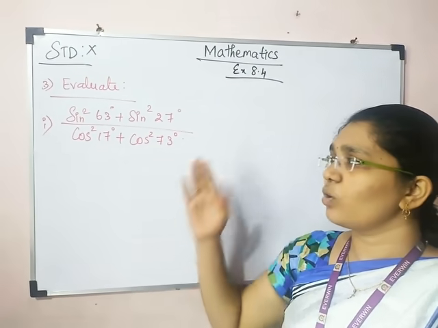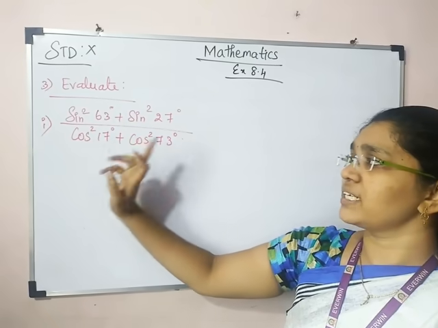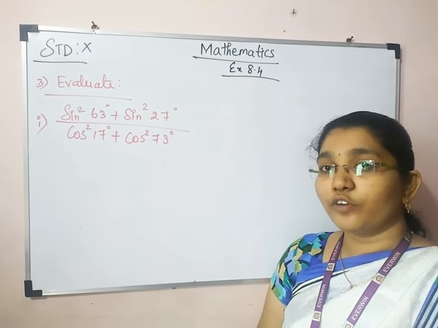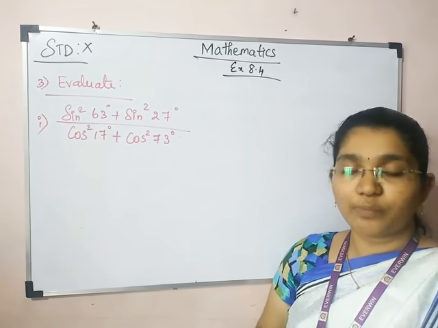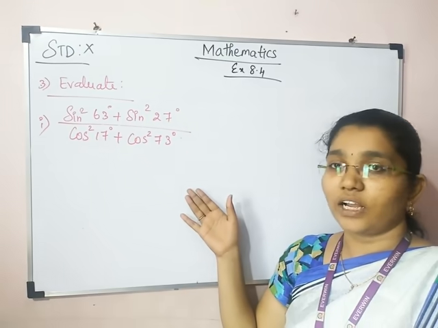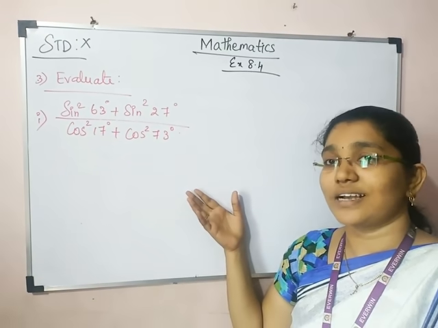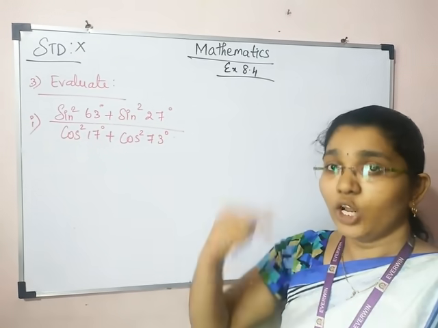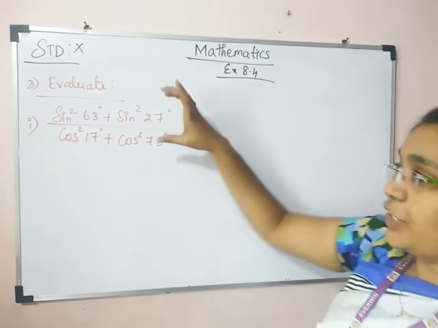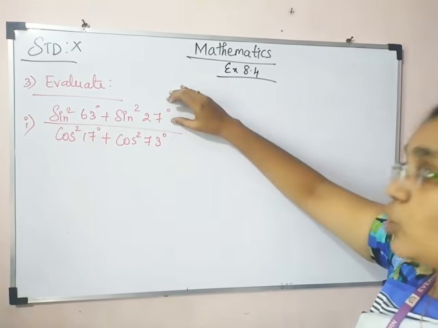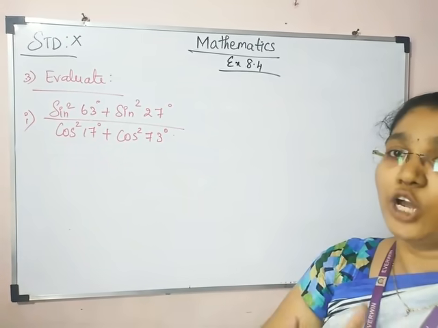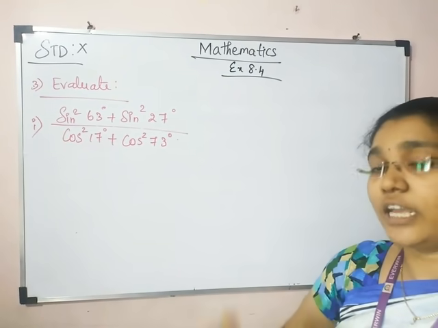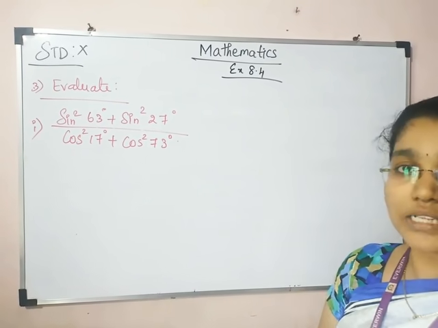First, we don't know the values of the angles 63 degree, 27, 17, 73. So what are we supposed to do? You can go for complementary angles. As I said in the previous class, if you don't know the value of an angle, we can directly move to the complementary angle. If we have two terms, we convert one term into a complementary angle. Here you see the numerator and denominator: in the numerator we have two terms and in the denominator we have two terms. So in the numerator, change any one term to a complementary angle. In the same way, in the denominator, you can change any one angle to a complementary angle.